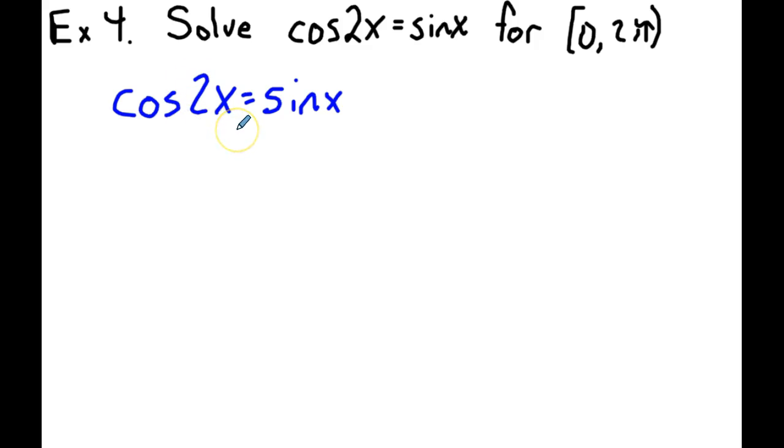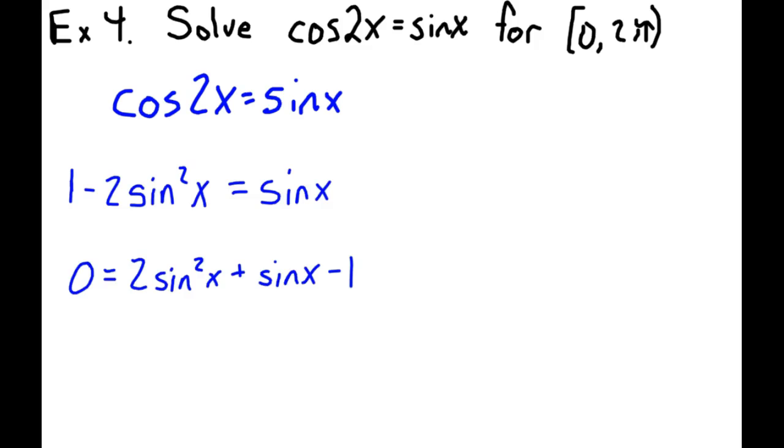The reason we know we want to use the sine function is that if we look at the other side of our equation, it's in terms of sine. So we need to use an expression to rewrite the cosine of 2x in terms of sine. So using the double angle identity, we rewrite this as 1 minus 2 times sine squared x equal to sine x.